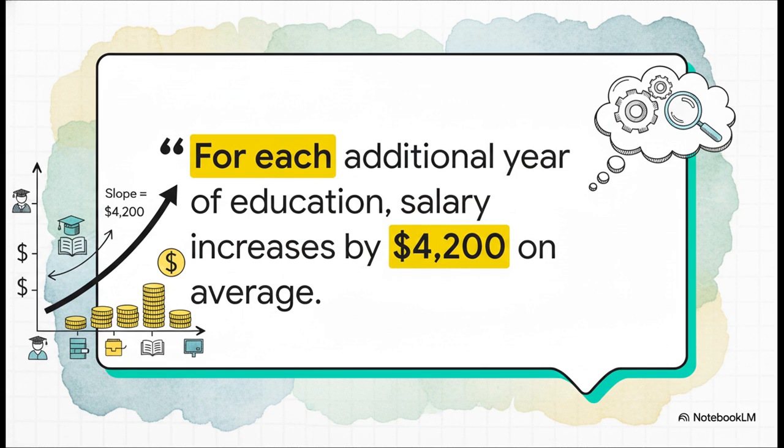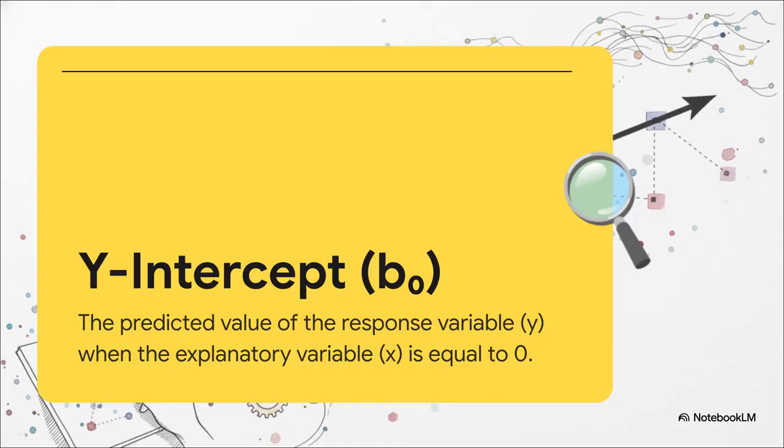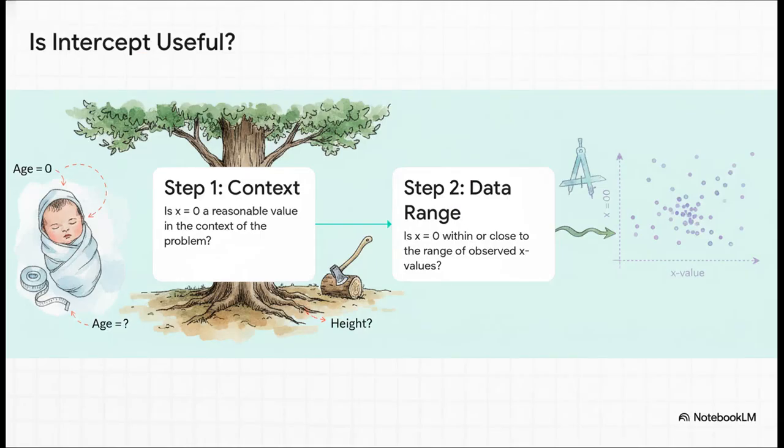It's a clear, powerful statement. Next up is the y-intercept, b0. This is our baseline. It's what the model predicts for y when our input variable, x, is all the way down at 0. It's literally where our line hits the y-axis. But wait a second. You have to be really careful with the intercept.